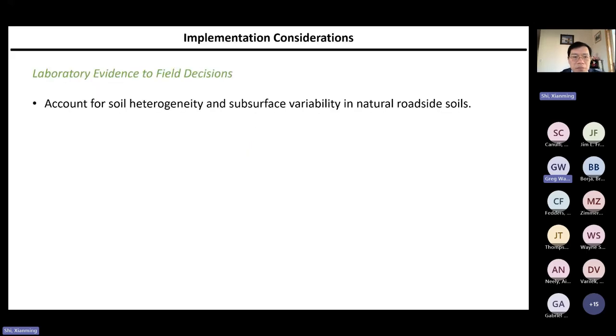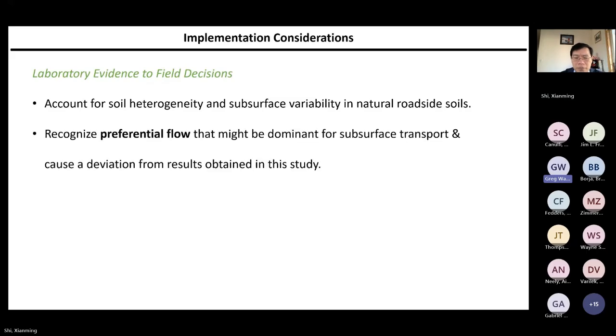When it comes to translating or transferring lab evidence to field conditions, the real world is really complicated, right? So we need to account for, in the field, the soil heterogeneity and subsurface variability in natural roadside soils. We also need to recognize preferential flow that might be dominant for subsurface transport and cause a deviation from the results we reported here from this lab study. Because when you conduct a lab study, everything is under well-controlled conditions. And in the field, everything is fluctuating, humidity, temperature, or even microbial activity.